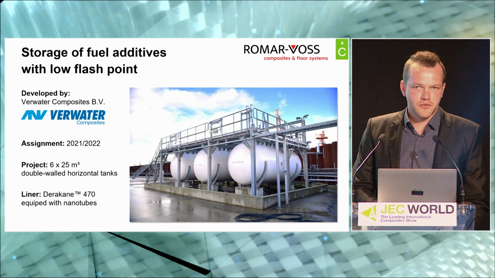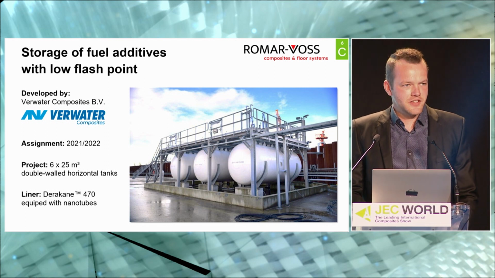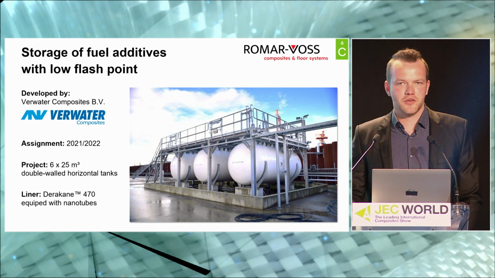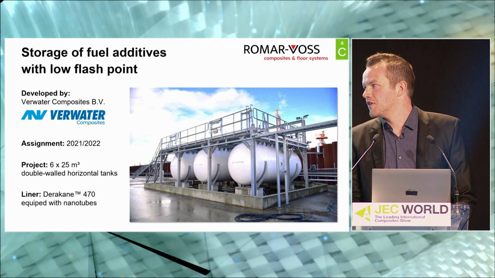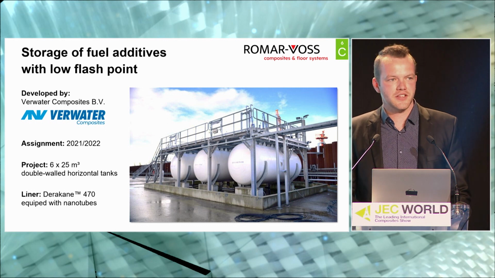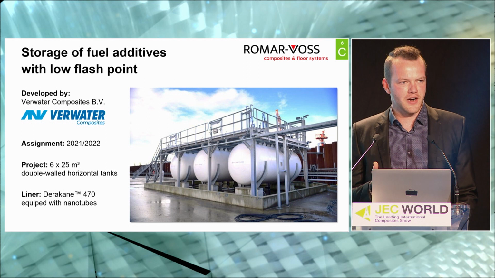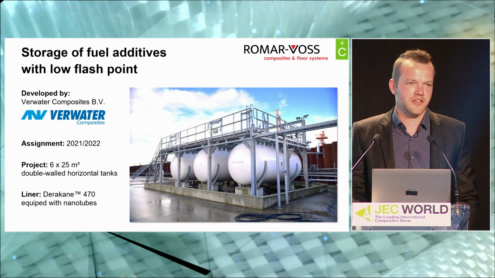Here we see an example of a product made by Verwater Composites. These are storage tanks. These tanks will store some fuel additives with low flash points. The liner is equipped with a Graphene 470 with some nanotubes in it, and those nanotubes provide the transportation of possible sparks to the ground, so that the sparks don't ignite the fuel that's inside these tanks.